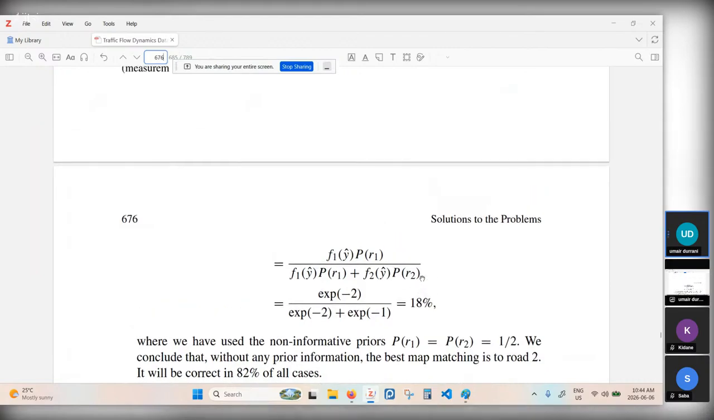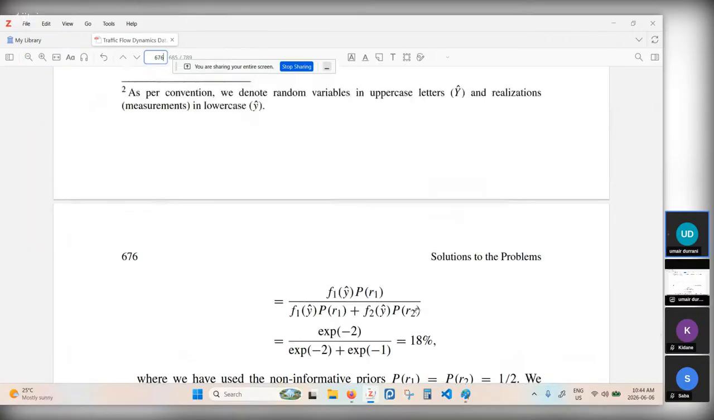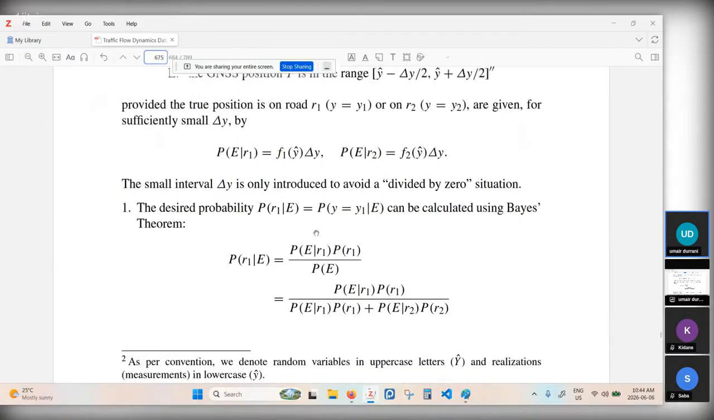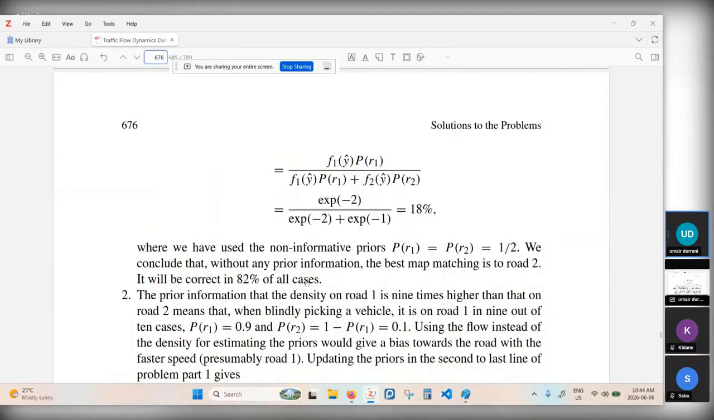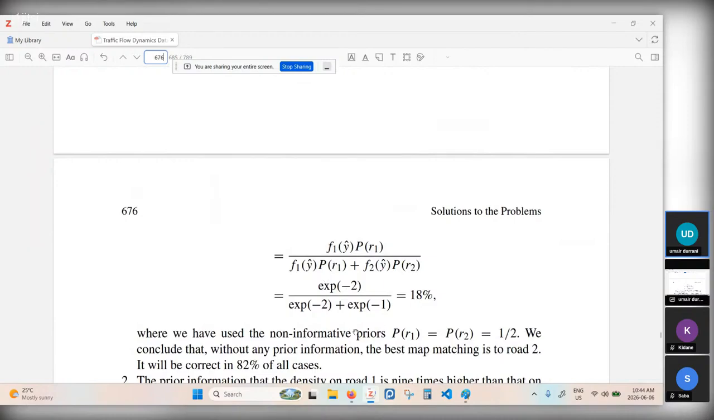So I know this is pretty complicated, and I also do not completely understand this line in the denominator where they are estimating probability of E, the total probability. But the point is that the Bayes theorem also suggests what we naively suggested, that you're highly likely to be on R2 because the error there is less. Any questions?